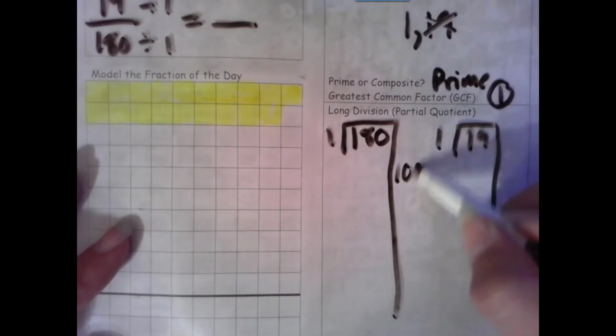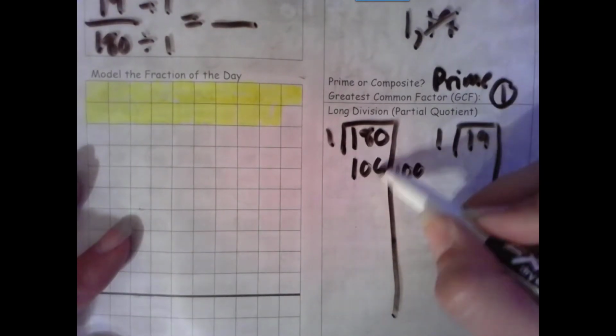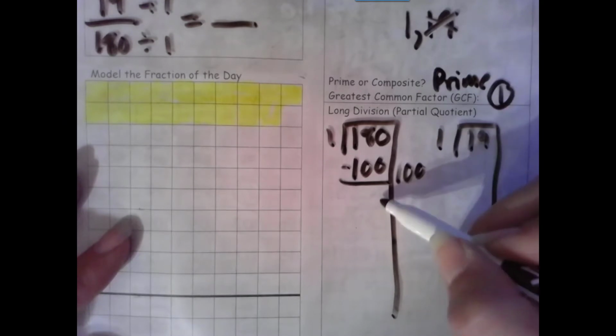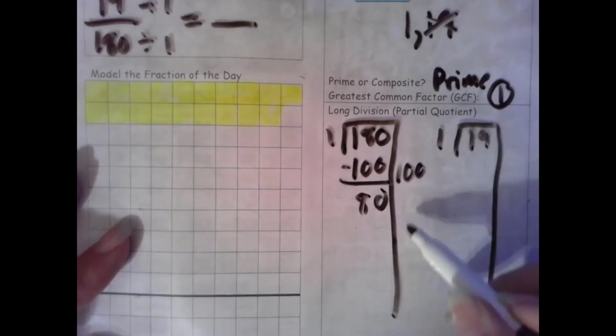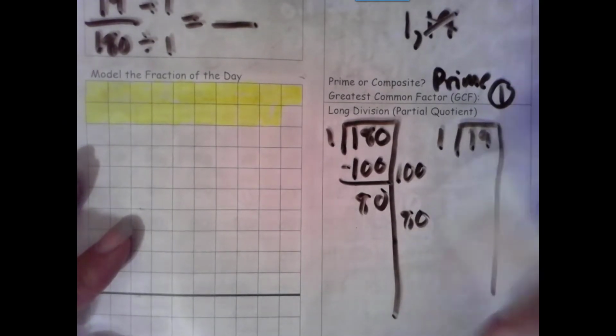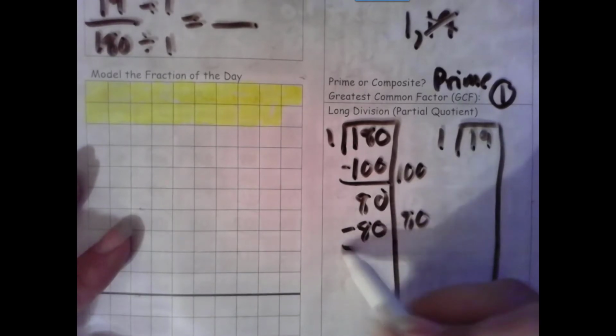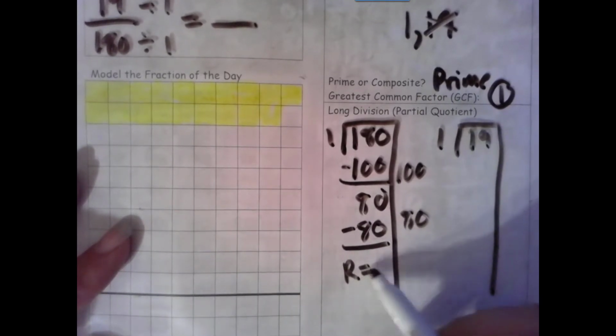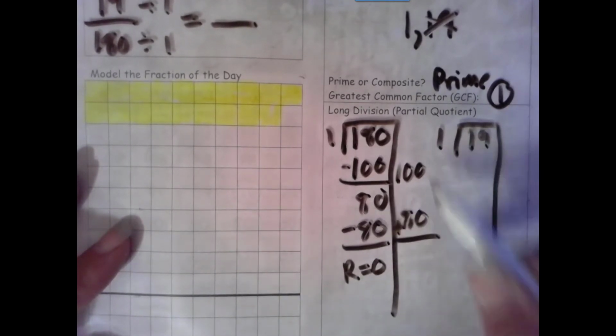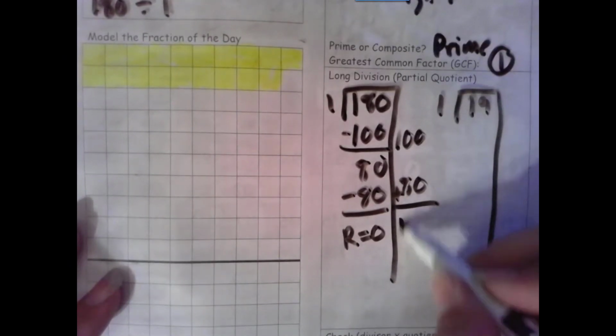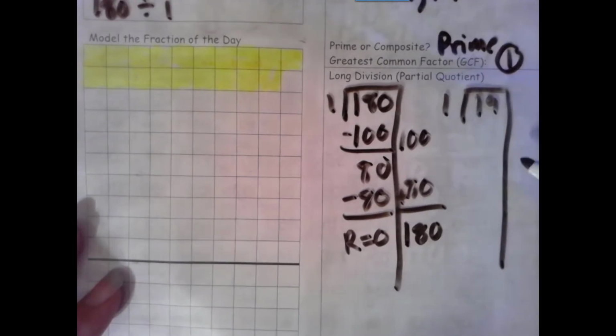1 times 100 is 100. Numbers the same, zeros a game, more on top, no need to stop. 1 times 80 is 80. Numbers the same, zeros the game, so our remainder is 0. Add our partial quotients. 100 plus 80 is 180.